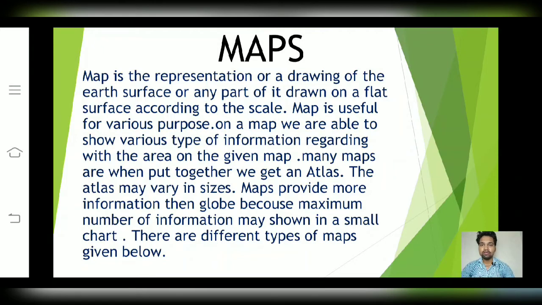Friends, map is useful for various purposes. It depends upon us for what purpose we are using the map. Friends, on a map we are able to show various types of information regarding the area of the given map. Friends, when many maps are put together and merged with each other, we call it an atlas. Friends, for our comfort, an atlas may vary in size and types also.